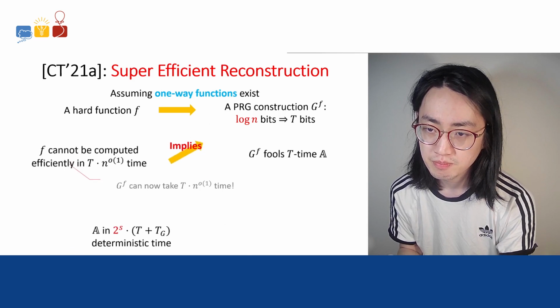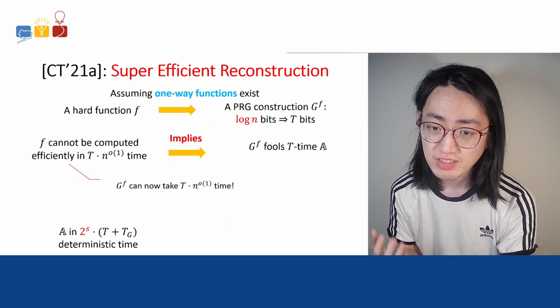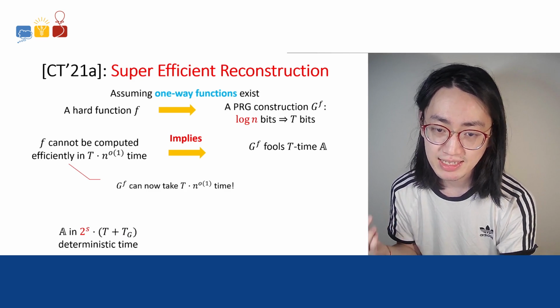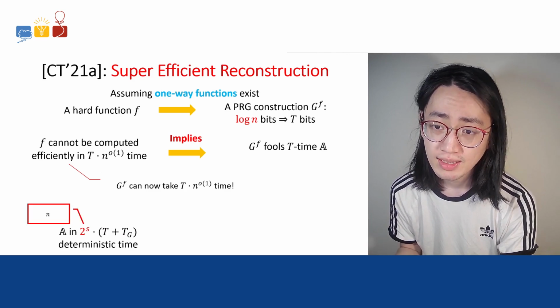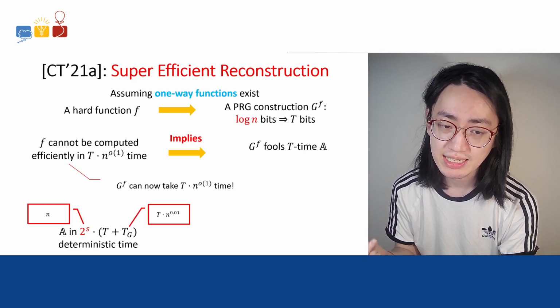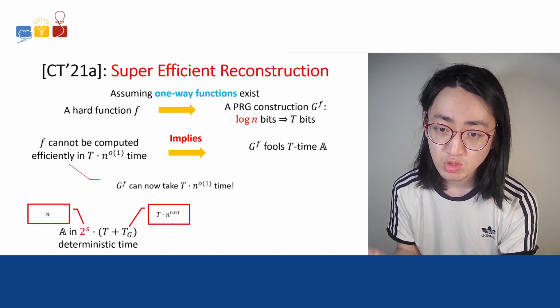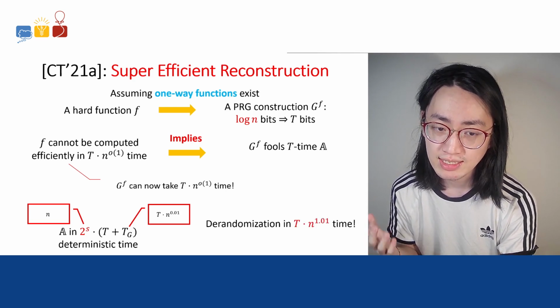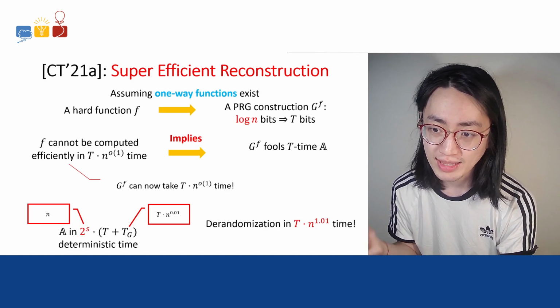Recall that the running time of the overall derandomization is 2 to the S times T plus T_G. So now our new generator has seed length log n, and the running time of T_G is improved to T times n to the 0.01. So putting everything together, we obtain a derandomization in T times n to the 1.01 time.